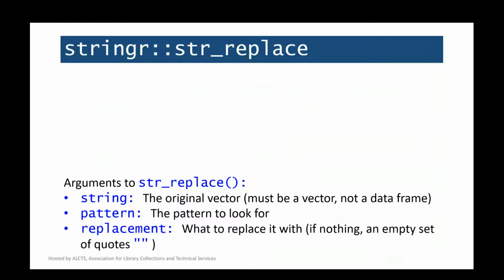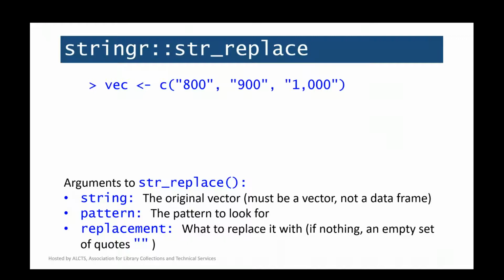The character string is the original vector, and you have to use a vector here. In other words, you can't load the entire ebooks data frame into string replace. You have to specify a column within that data frame. The second is it looks for a specific pattern, and the third looks for a replacement, so what to replace it with. Here's an example.